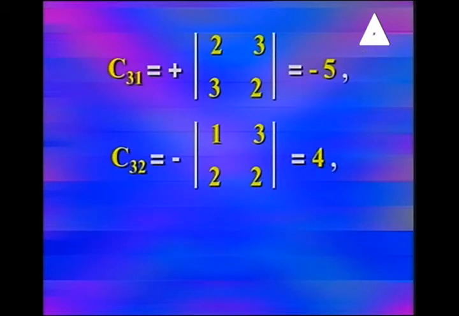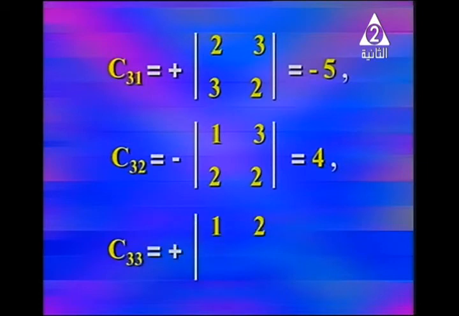C31 by the same method is negative 5. C32, the third row, second column, with negative sign. Determinant equals 1 times 2 minus 2 times 3, which is negative 4, times negative, equals 4. C33 equals 1 times 3 minus 2 times 2, which is 3 minus 4, equal to negative 1.